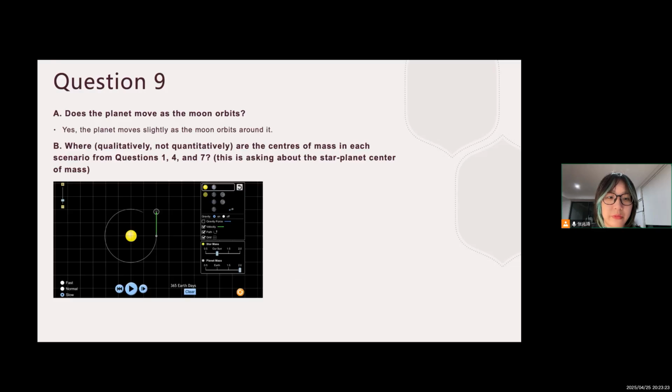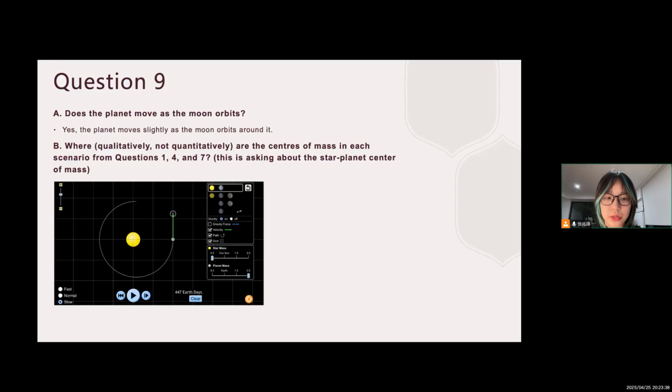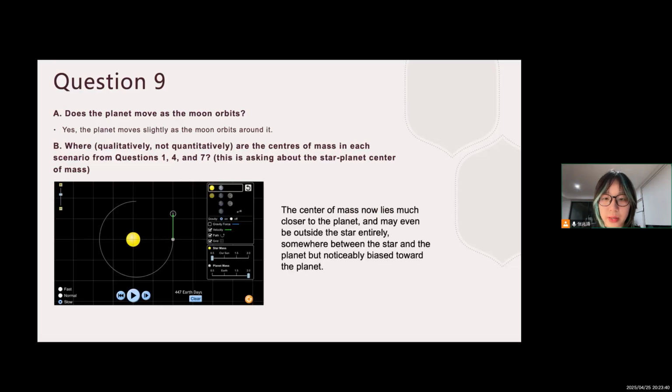And in the figure from question 4, the center of mass shifts slightly away from the center of the Sun, but remains very close to it, because the Sun's mass is still significantly larger than the planet's. And the last one shows the center of mass now lies much closer to the planet, and may even be outside the star entirely, somewhere between the star and the planet, but noticeably biased toward the planet.